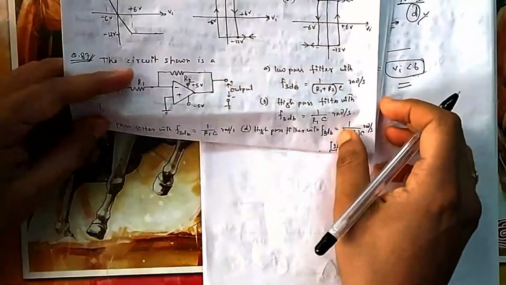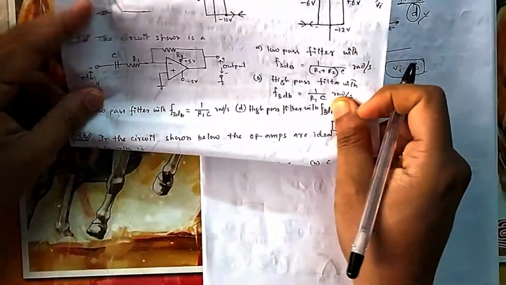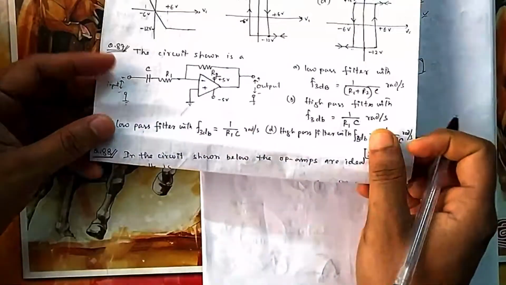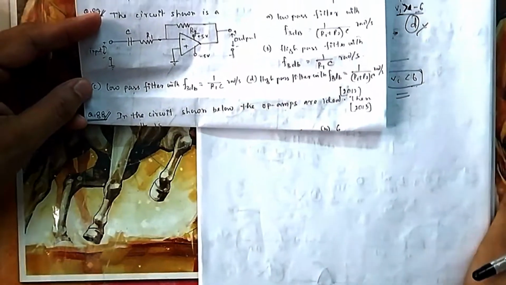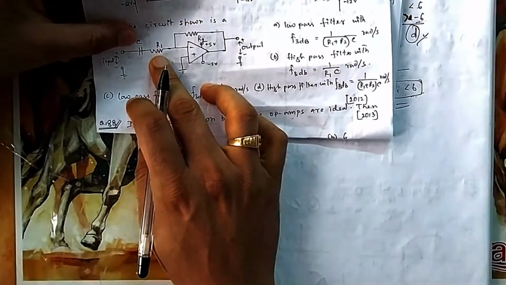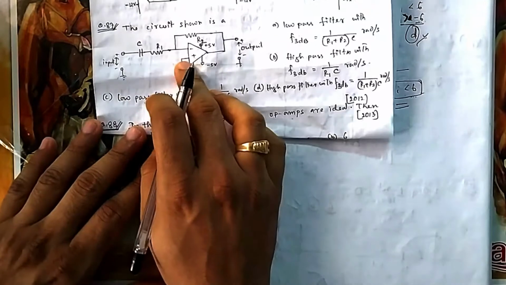Now if you come to 87, the circuit shown in the figure is a low pass or high pass, but here the cutoff frequency also you have to calculate. So let us keep R1 and R2 here, and then try to solve. If you solve it here, again we will apply Laplace, and then we will take nodal. So this is 0, this is 0.